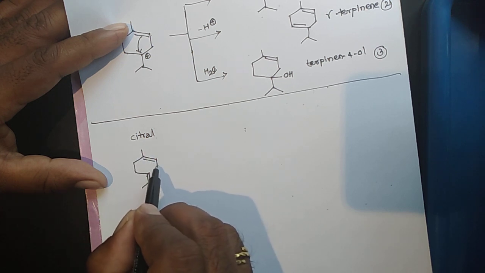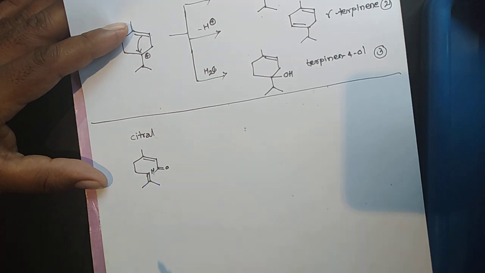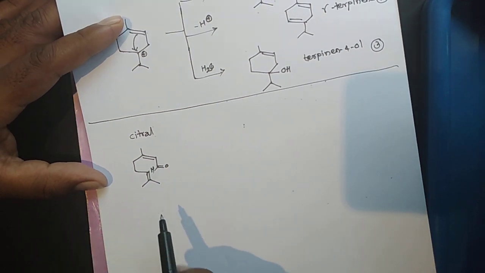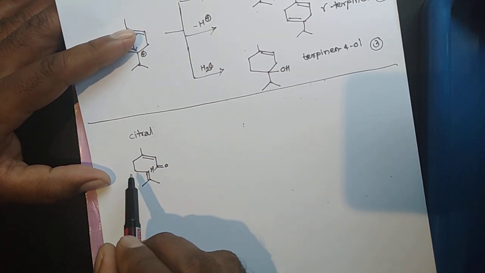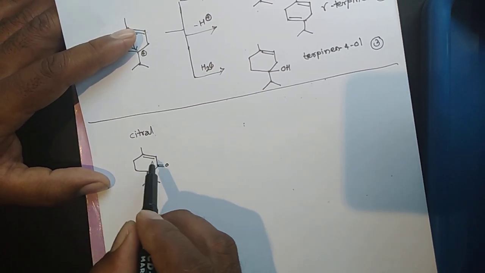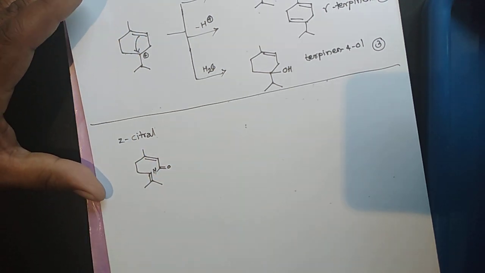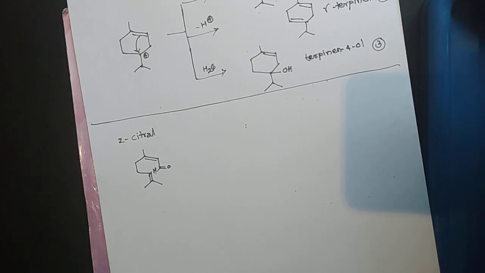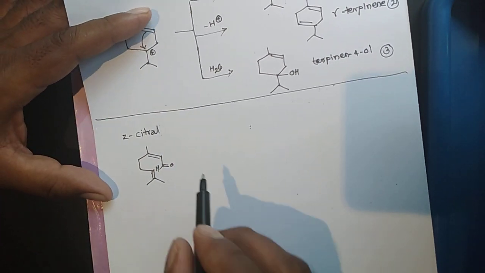So double bond and here aldehyde, like this, understand? Or here you can directly write CHO. Okay, so this is citral, or another way you can say this is Z citral. Why Z? Because that double bond is in cis form, cisoid type of structure. Okay, so this is citral, one compound.